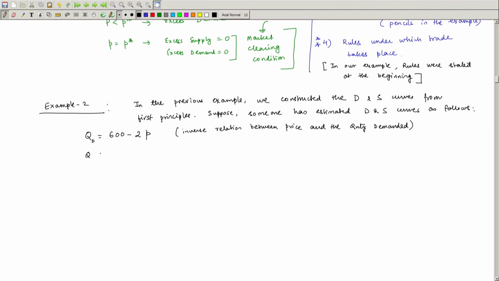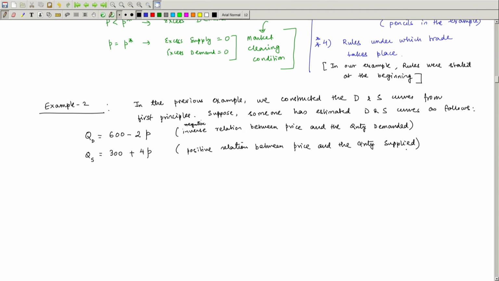Similarly, let us say somebody has estimated a supply curve which is 300 plus 4P. I do not need the qualifier S, but I will put it once, right. So, Qs equals 300 plus 4P. This is a positive relation between the price and the quantity supplied, whereas the demand curve had a negative relation. Right. So, suppose we are given these equations, right.